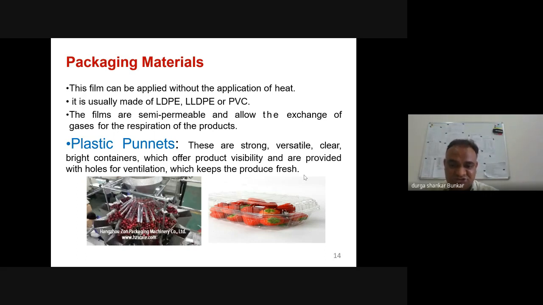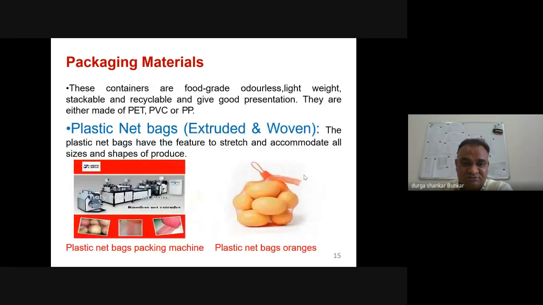change without changes in their nutritional value or composition. And this is basically made from LDPE and LLDPE or PVC. LLDPE is linear low density polyethylene, which is another kind of substitute, or we can say an alternative to LDPE.